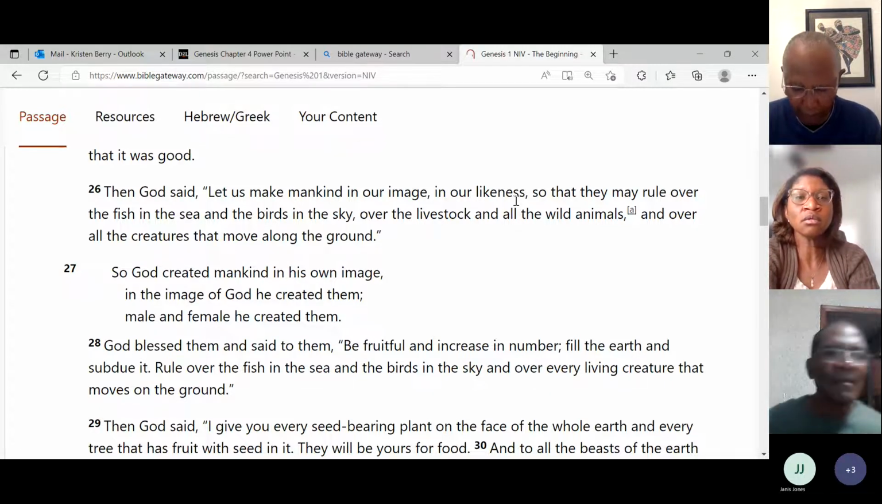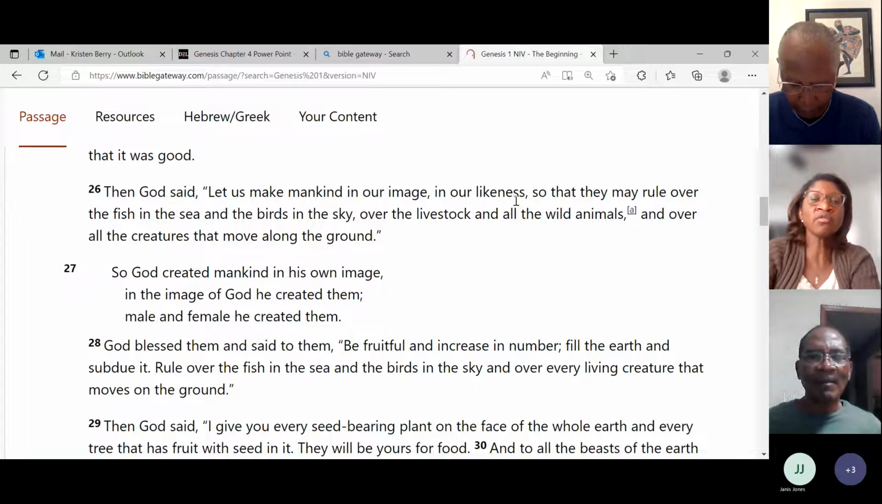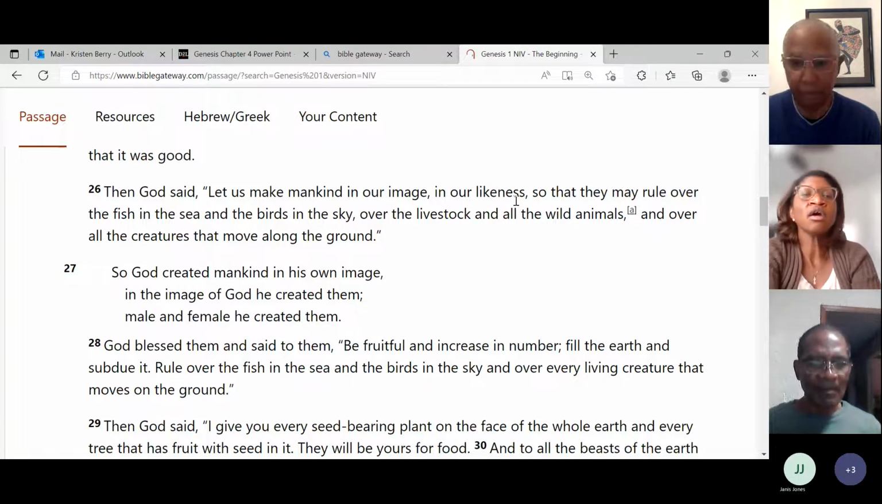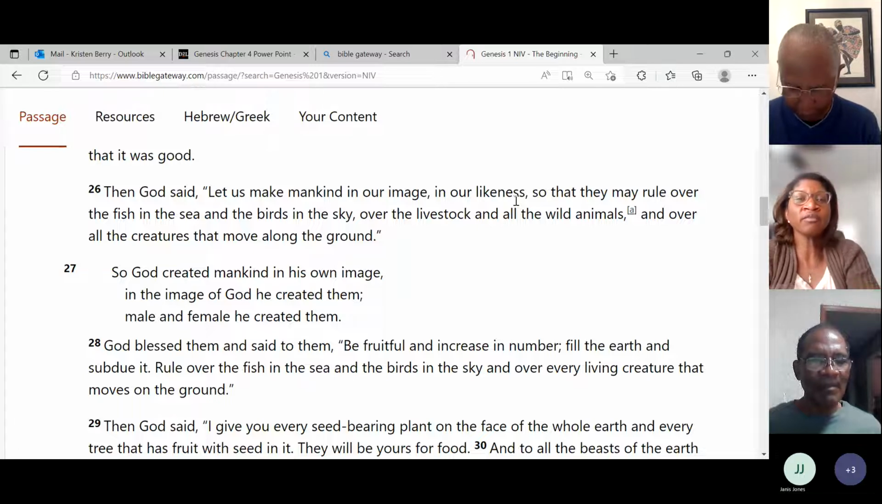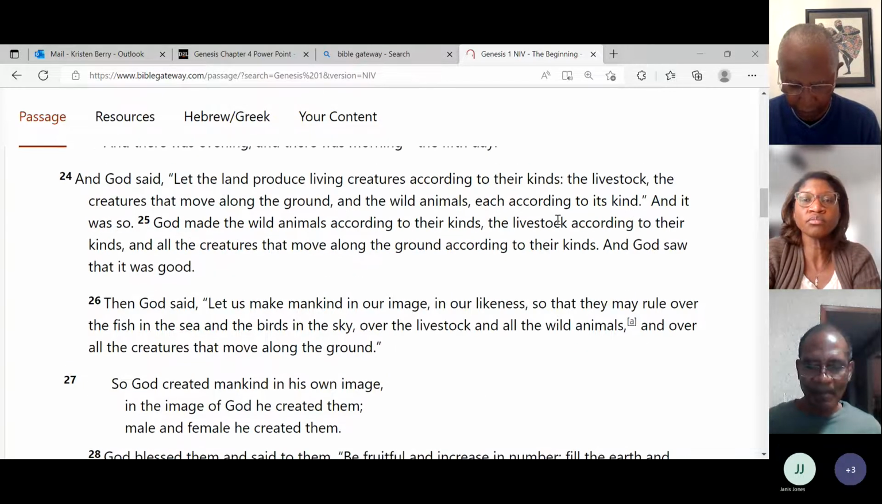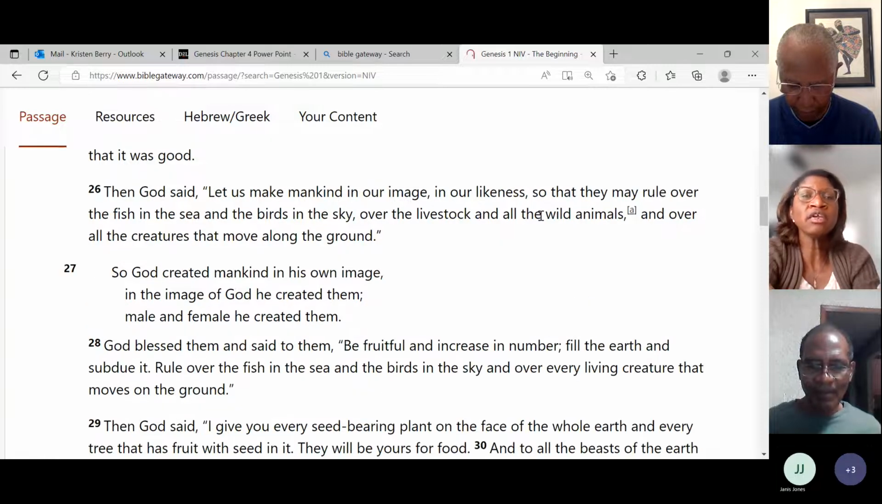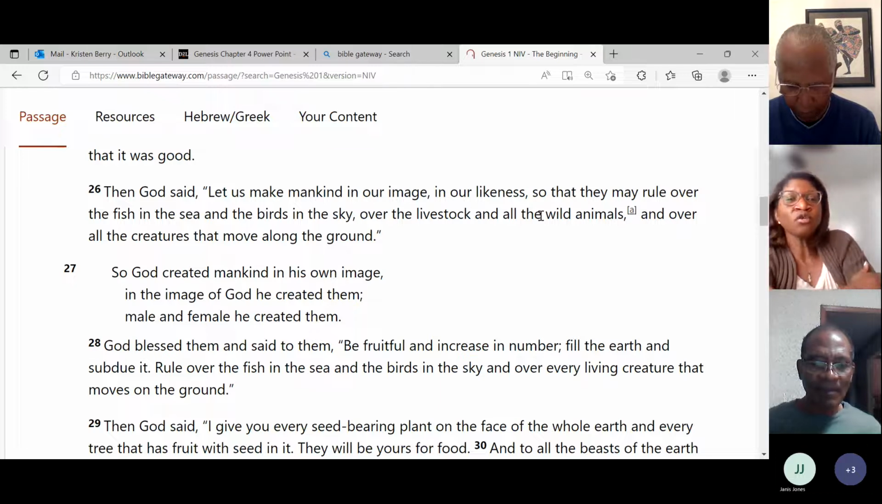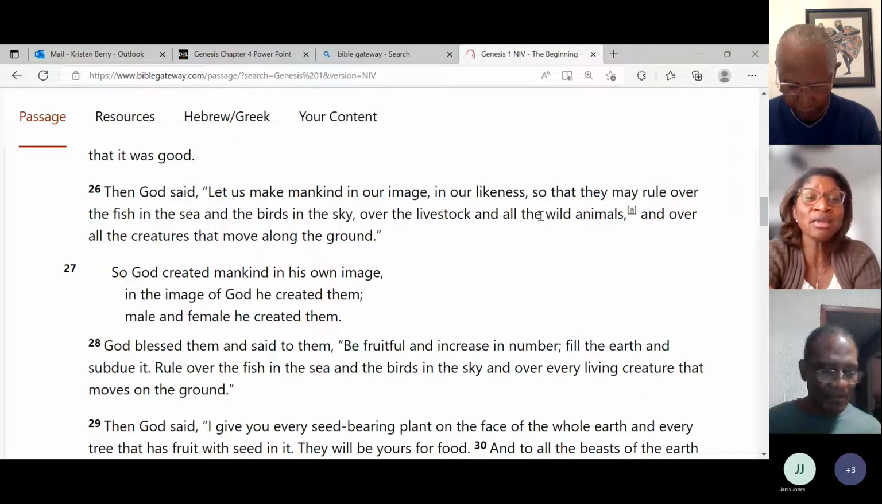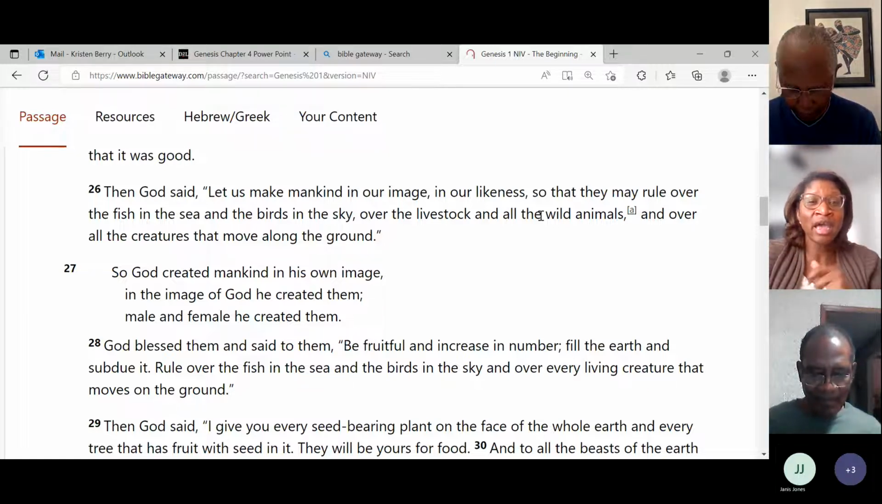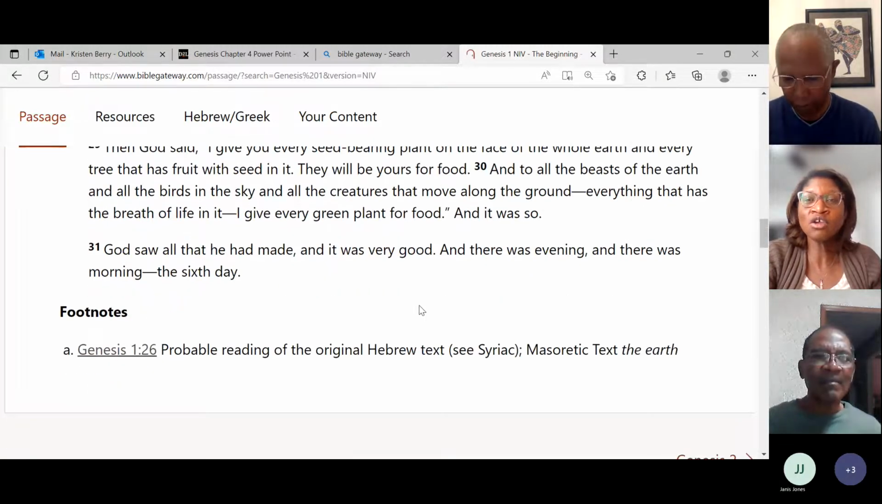Actually, 26. I'm sorry. Start at 26. You are correct. Thank you. Verse 26, then God said, let us make mankind in our image, in our likeness, so on and so forth. And then in verse 27, so God created mankind in his own image, in the image of God. He created them, male and female. Then he gives them directions in verse 28 and verse 29.